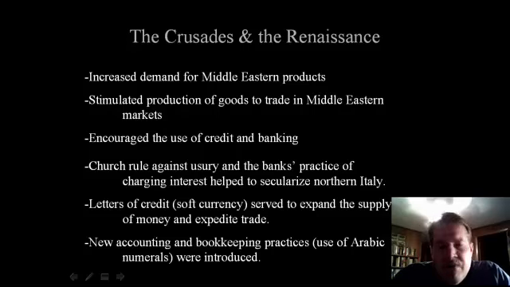It gave those European commercial routes that had been long since dormant after the fall of Rome the reason to become renewed, to come back to the fore. And so Europe has a rebirth in trade and commerce. And of course, this rebirth in trade and commerce gives encouragement for the use of credit and banking.